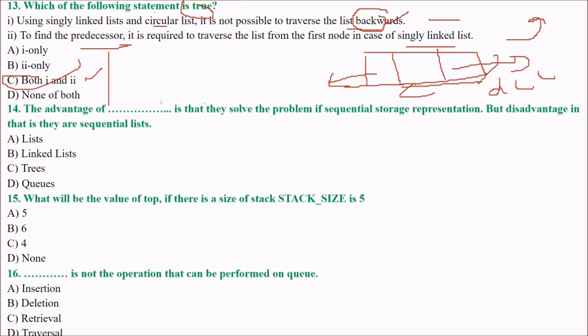Next is, the advantage of dash is that they solve the problem of sequential storage representation, but the disadvantage is that they are sequential lists. The answer is, of course, you got it right, linked list, because in terms of storage, it is logically anywhere. Any node can be anywhere, but in terms of traversal, you have to start from the first node and then you can move to the other nodes. Okay.